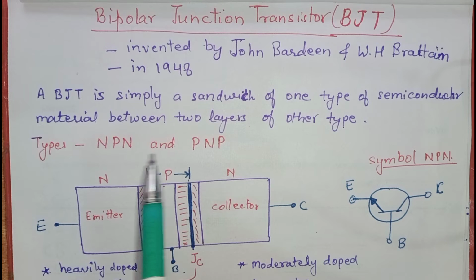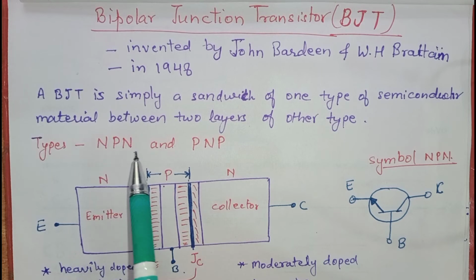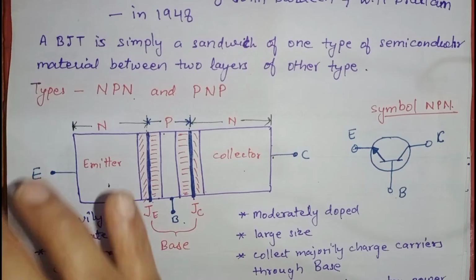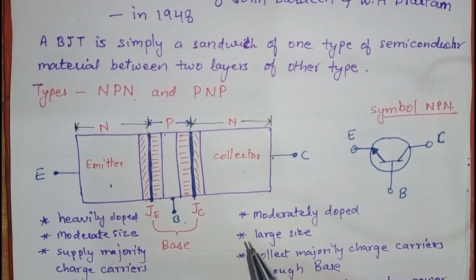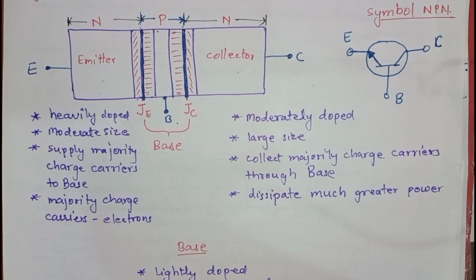There are two types of transistor, NPN transistor and PNP transistor. The transistor is called bipolar transistor. Why is it called bipolar transistor? Because the current conduction in BJT or bipolar transistor is due to both electrons and holes. So it is called a bipolar transistor.